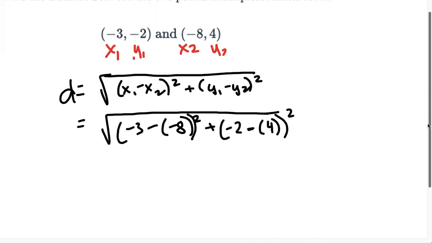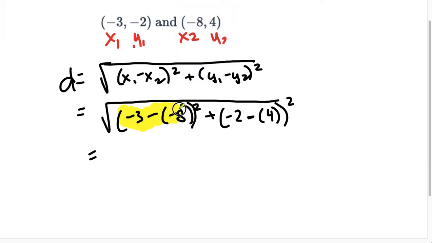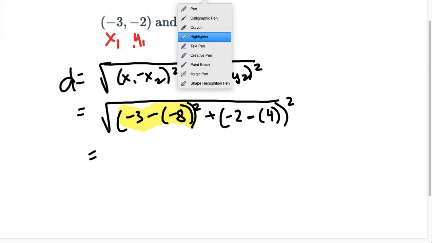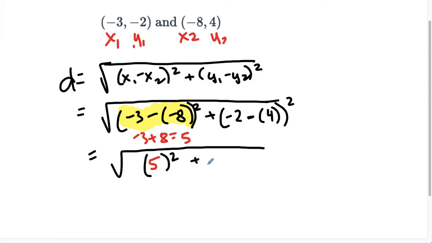Work inside first and then work your way outside. So I'm going to do this one first: -3 minus -8. I'm going to figure that out in red. So -3 plus 8 is equal to +5. So this is +5, all squared. And then plus, again in red, -2 minus 4 is -6. So we want -6 inside and -6 all squared, the square outside.